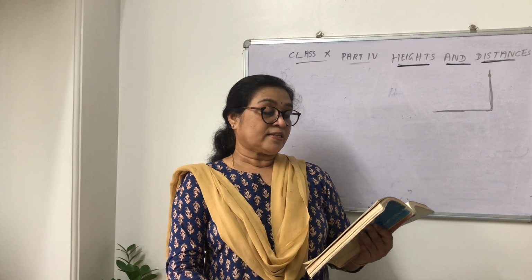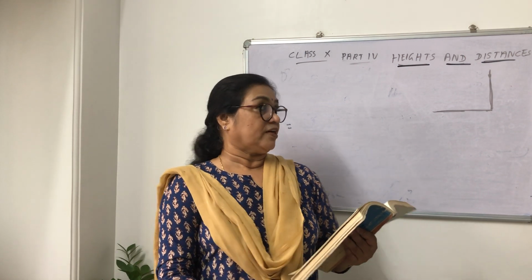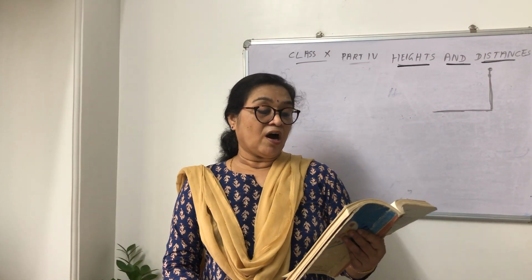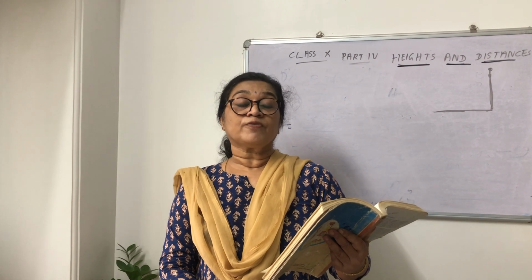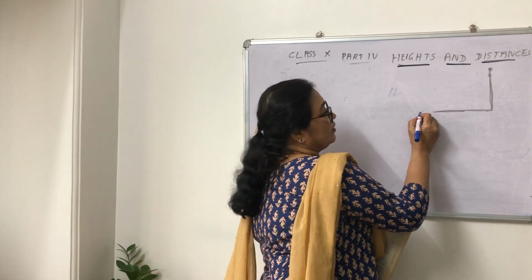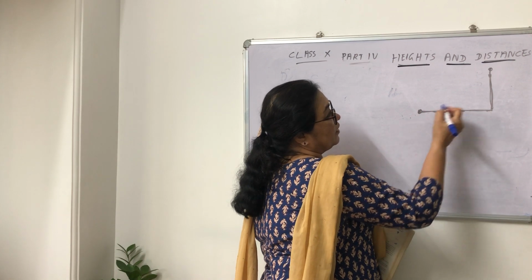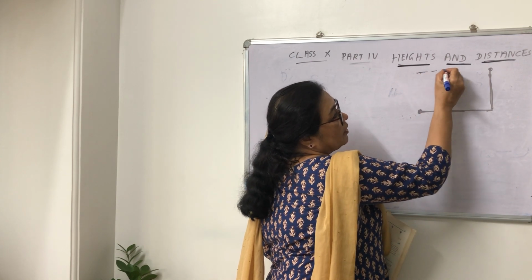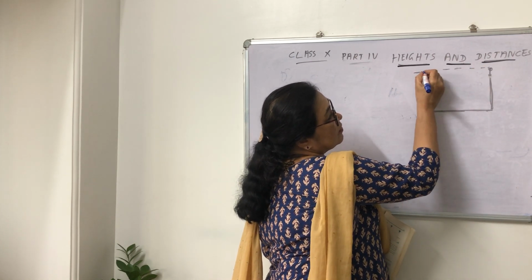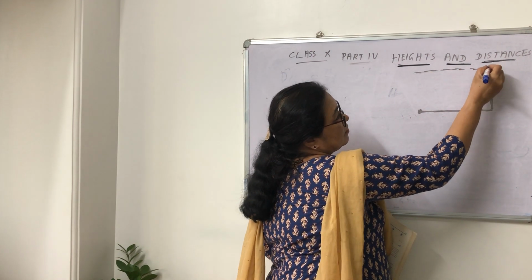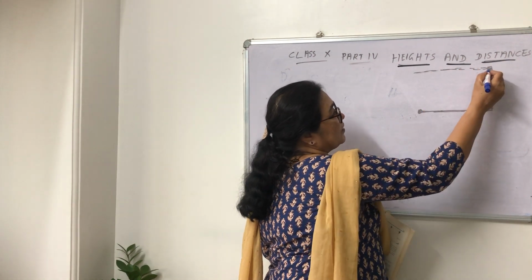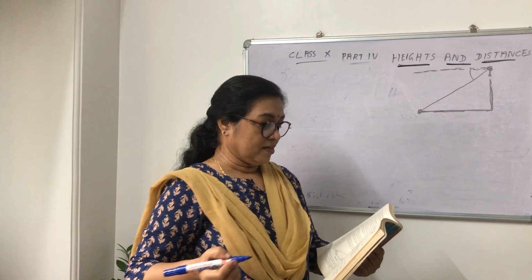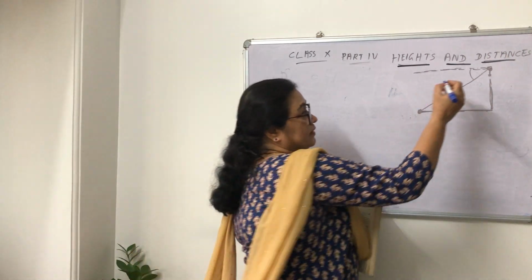A man is standing at the top of the tower. So from here the man observes a car at an angle of depression 30 degrees. So here the car is up to this place. From here the man is observing the car. Therefore the normal ray is this. This is the angle of depression. Angle of depression is 30 degrees.